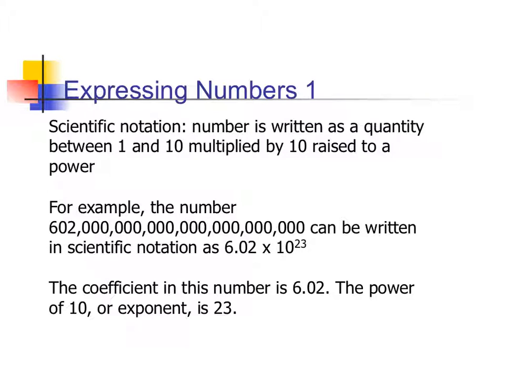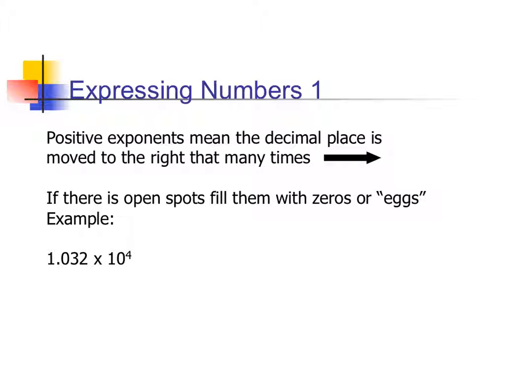And the coefficient of that number, you have the coefficient, the 6.02, the power of 10, and an exponent of 23. How you put that into your calculator can be tricky for some, so you have to be careful about it. You can do it without a calculator, and that's how we try to go through this and show you how to do some things without a calculator. And so positive exponents mean that the decimal place moves to the right. If there are zeros in the open spots, we put zeros in them.